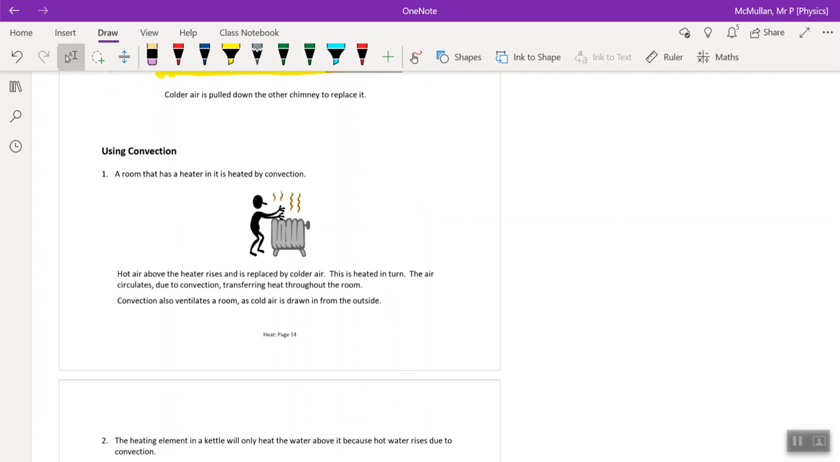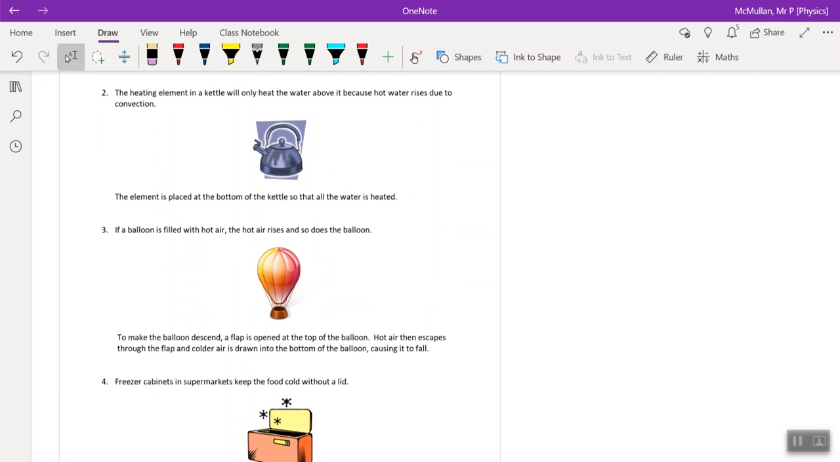How do we use convection at home? We have radiators. They heat the air in the room. The hot air in the room circulates and rises, making the temperature of the room increase. It also ventilates a room as it draws in cold air from the outside, which could be through a window or under the door.